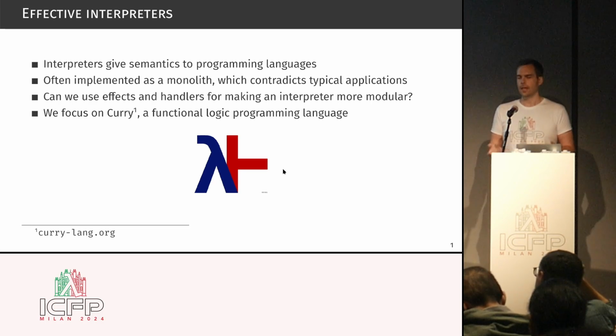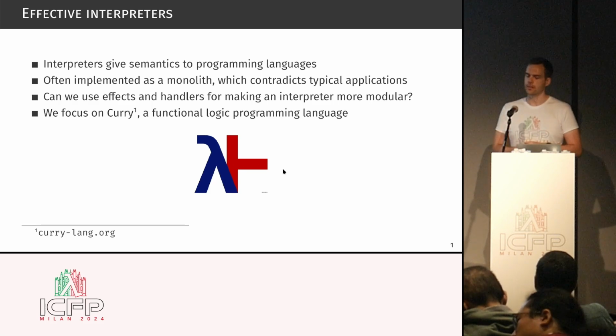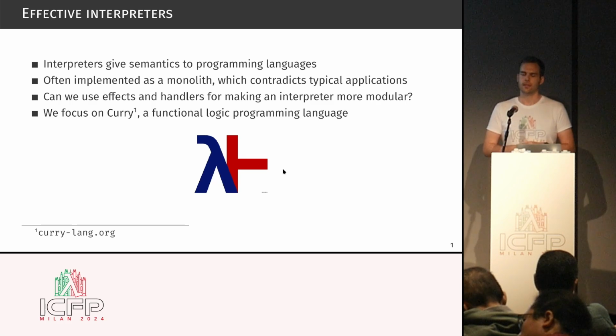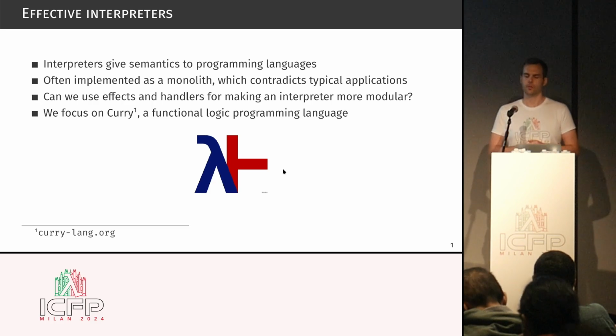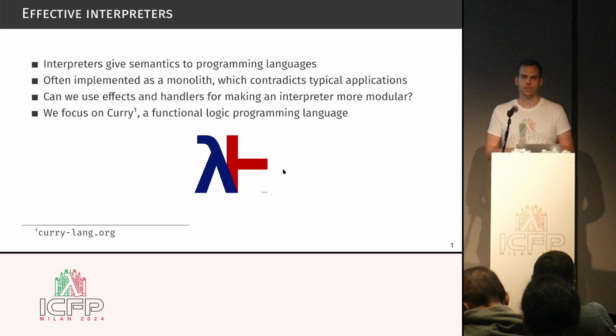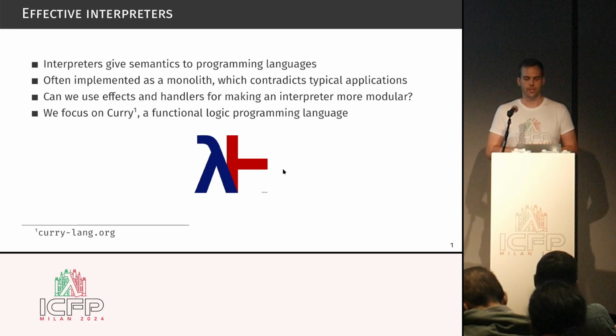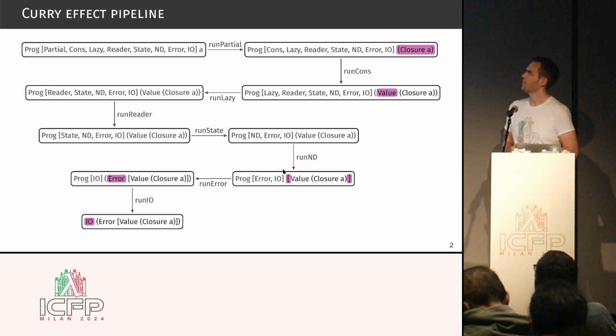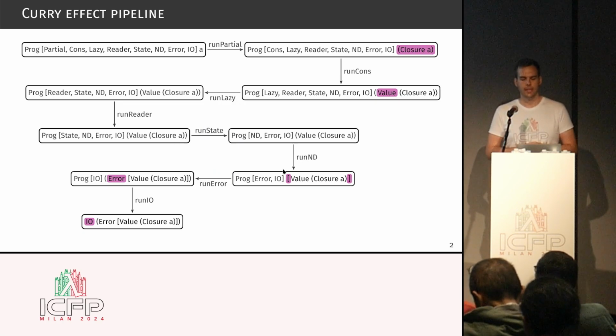For the language I chose to try this on, I decided on Curry, because at Kiel in the Imperial group, we developed the language Curry. You might have heard about it. It's a functional logic programming language, but it also has some pretty cool features, which I'm going to talk about in a minute. But for the beginning, I have sort of the result, a bit of a spoiler.